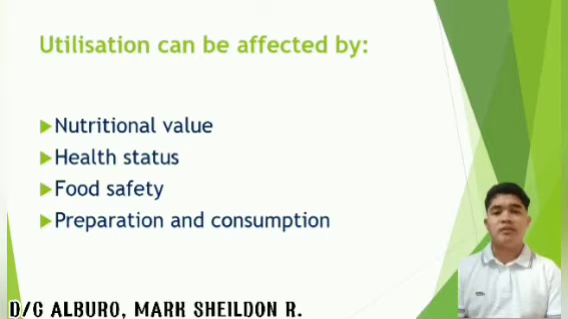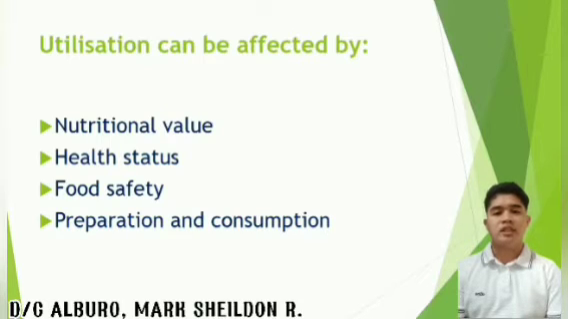The third one is food safety. This means access to food free from food spoilage or toxic contamination introduced during the producing, processing, packaging, distribution, or marketing of foods, and from foodborne diseases such as salmonella. And the last one is preparation and consumption.